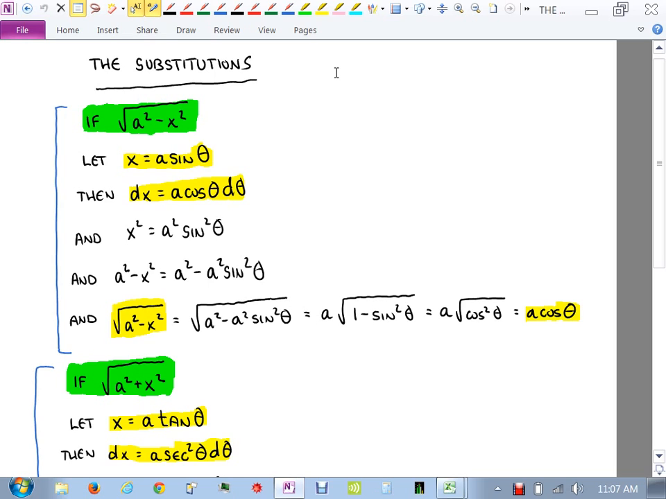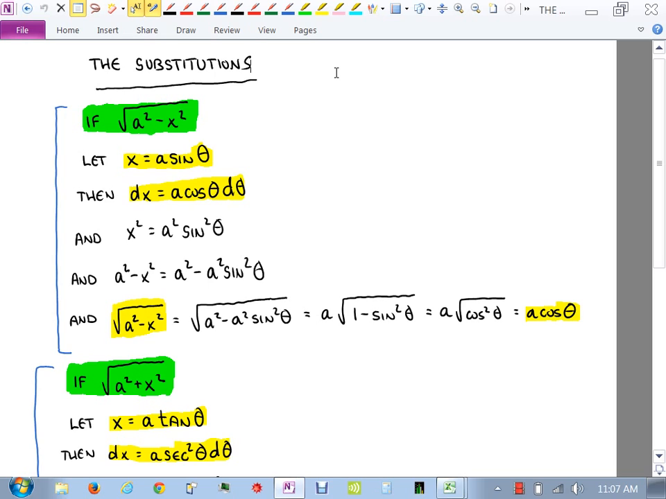Let's try and make sense as to why that's going to work. If x is a sine theta, and a is a constant, what's the derivative of a sine theta? A cosine theta d theta. Now I take the x and I square it, so I square the a and the sine, that's just algebra. What happens if I take a squared and subtract that x squared?